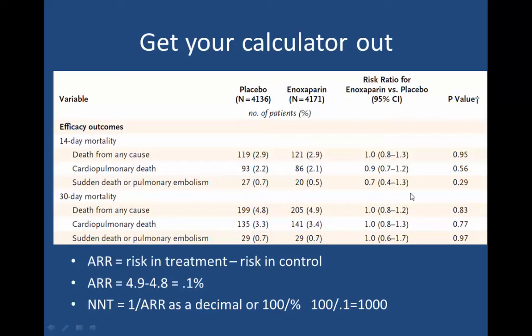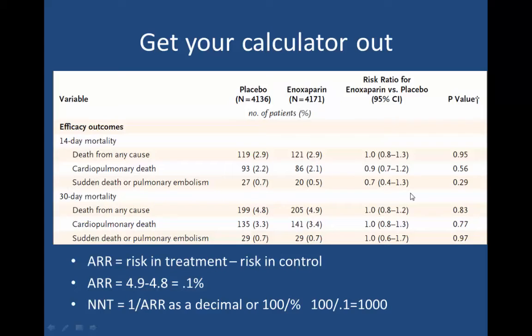So if I did the math, these are percentages. 2.9 minus, oh, I guess I did it for a different value. I did it for this one right here, 30-day death from any cause, 4.9, got your calculator there, minus 4.8%, because to do absolute risk reduction, we're taking the risk, and those have been calculated for us here, 4.8, and I get 0.1%. So 0.1%, divided into 100, means that I have to treat 1,000 patients with enoxaparin to prevent one death from any cause during this 30-day mortality window.